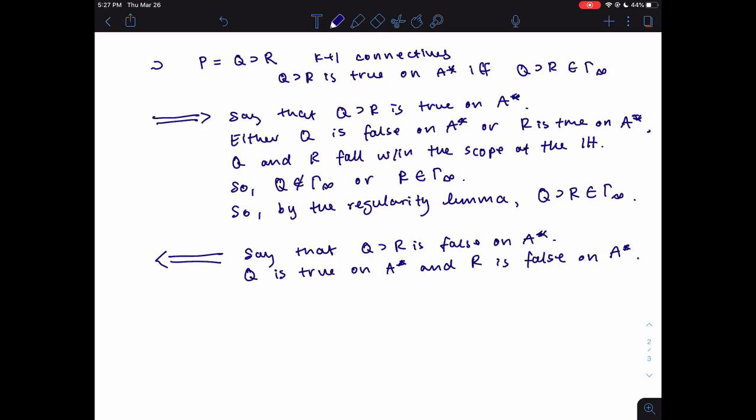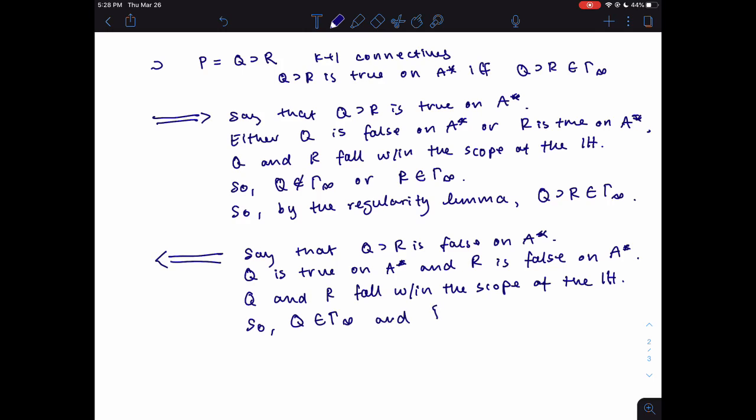Q and R fall within the scope of the induction hypothesis, which I'll abbreviate again to IH. Because they fall within the scope of the induction hypothesis, we can transform this claim about being true on A star into a claim about membership in gamma infinity. So if Q is true on A star, then Q is a member of gamma infinity. And if R is false on A star, then R is not a member of gamma infinity.